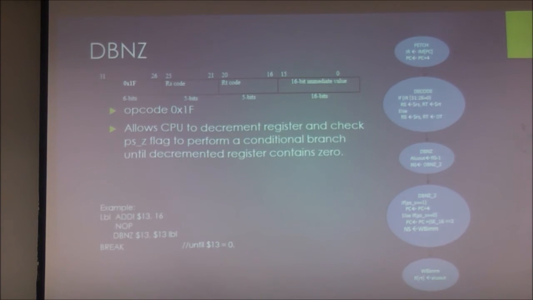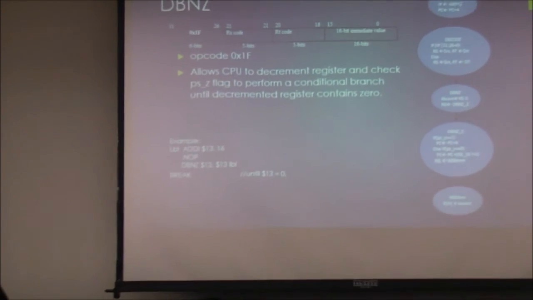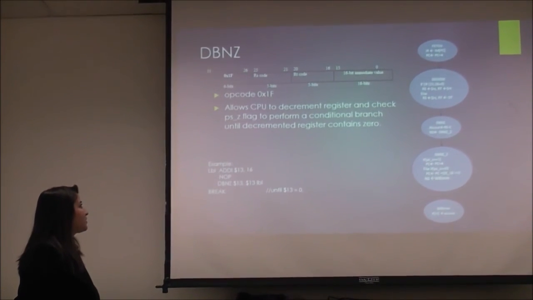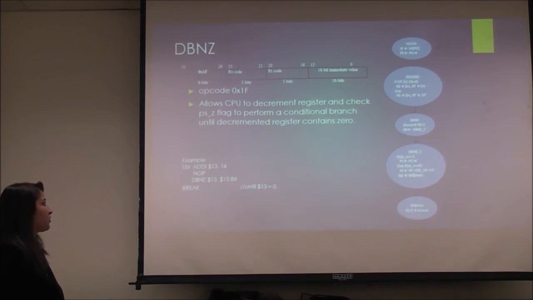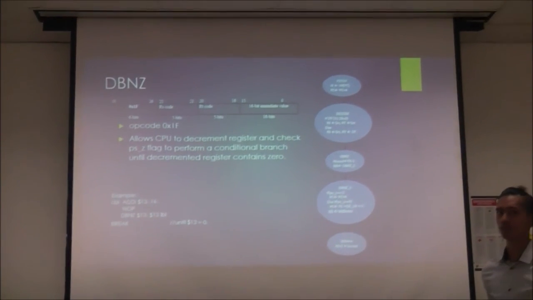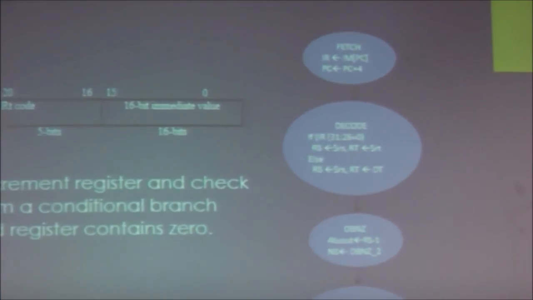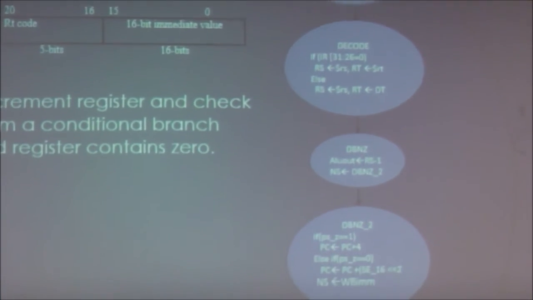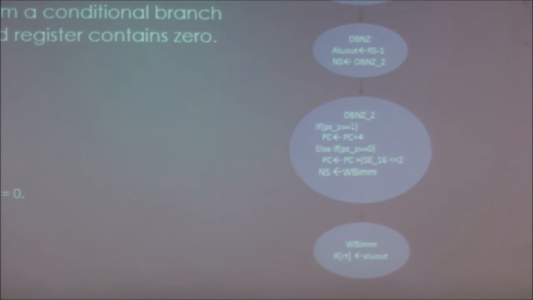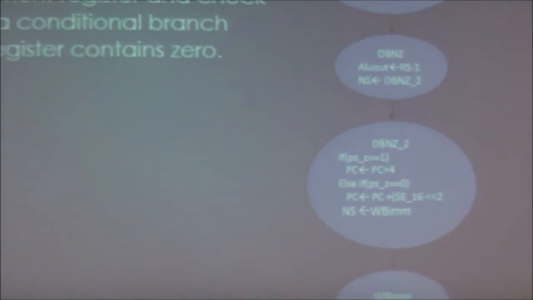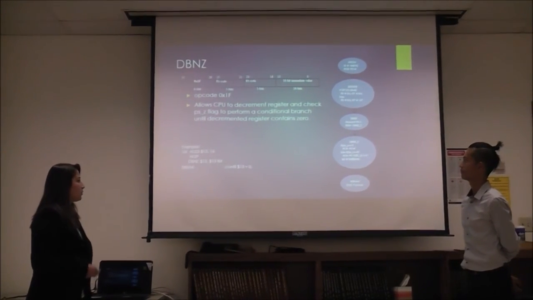And decrement branch not 0. Okay, for decrement jump not 0, this allows the CPU to firstly decrement the register and check the present state 0 flag to perform a conditional branch until the decremented register contains a 0. So after staging the operands, we're going to decrement the source register. We're going to go into the state, check the present 0 flag, and if the flag is 0, then we're going to assign PC the branch address. And if it's not, then we're going to increment the PC by 4. And then we're going to write back to the register file.